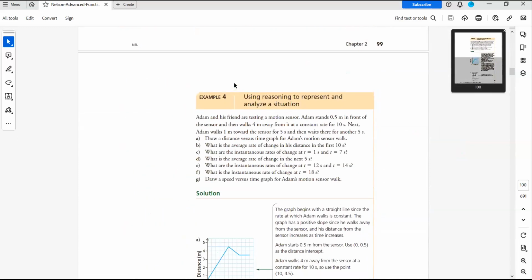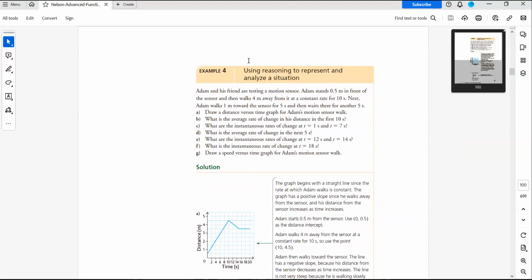Let's talk it through. And by the way, this Sunday we're going to conduct our first test based on average and instantaneous rate of change and the characteristics of function. I will post the home assignment related to it in the Google Classroom. Please make sure to check it out after this class. And let's get to example number 4.